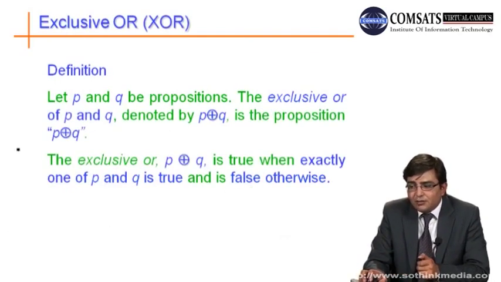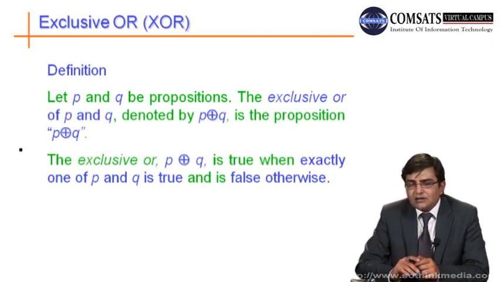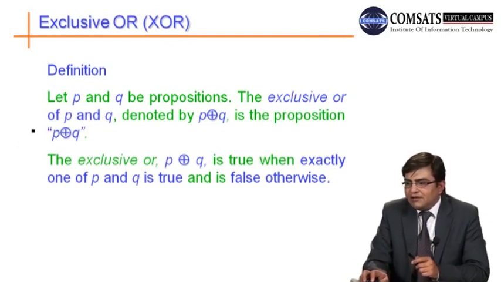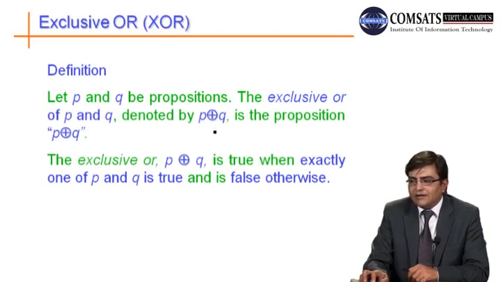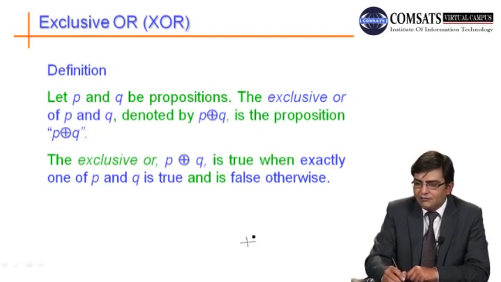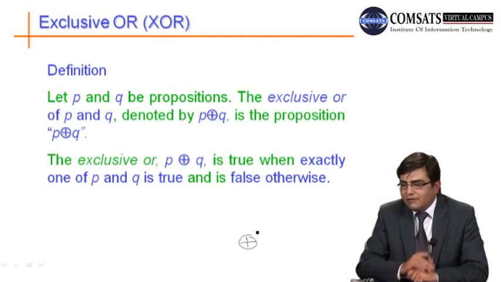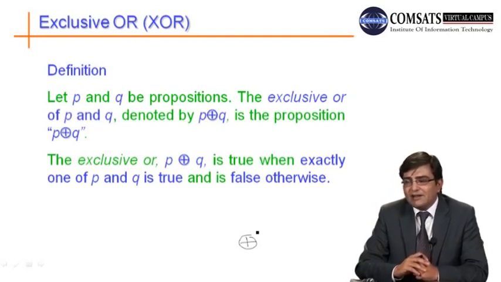And what is the definition of this operator? In this operator, actually we exclude the possibility where both propositions are true. Here the definition of the exclusive OR is, let P and Q be two propositions. Exclusive OR of P and Q denoted by P, and this is a sign of the operator. We write first the plus and then we encircle it. So this is the notation of exclusive OR. Now the truth values of this operator, we define it as P exclusive OR Q is true when exactly one of P and Q is true and is false otherwise.